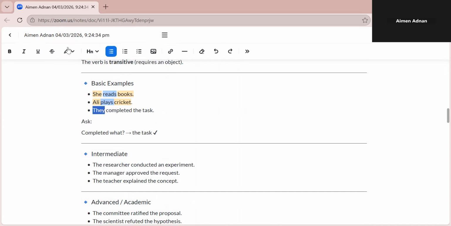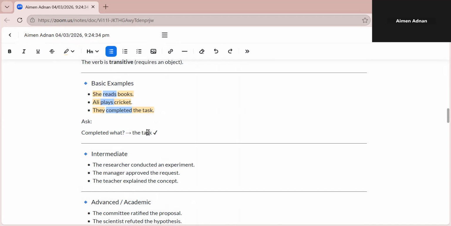The next is they completed the task. Now they is the subject in the sentence. And then we have completed, which is the verb of the sentence. And then the last part is the task, which is the object of the sentence.